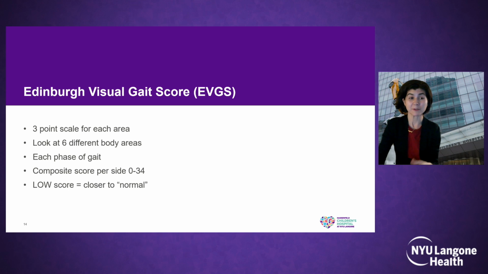For those of you who want to be very rigorous, and I find this helpful, there's a bunch of gait scales that you can use. Probably the one that's the most in the literature that people are using, especially without a gait lab, because you can do it visually, is something called the EVGS, or the Edinburgh Visual Gait Scale. This is a 3-point scale for each area, looking at 6 different body areas in each phase of gait. And there's a composite score per side from 0 to 34. A low score is considered closer to normal. I actually hate the word normal. I prefer neurotypical, but we'll say normal because that's what they use in the papers.